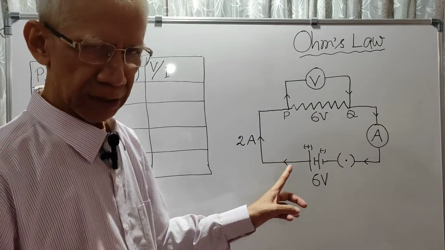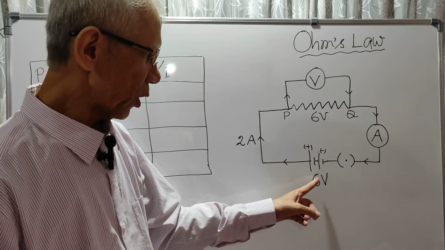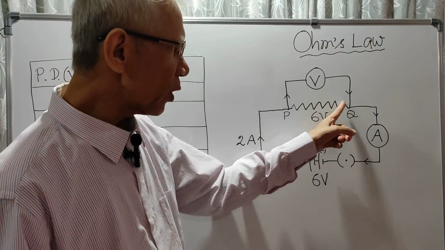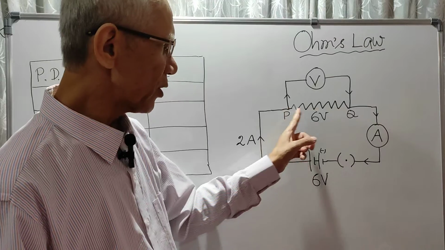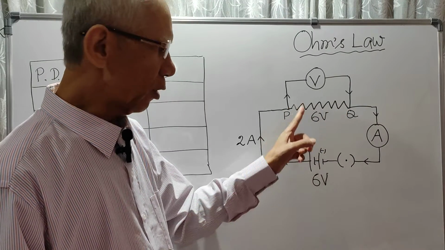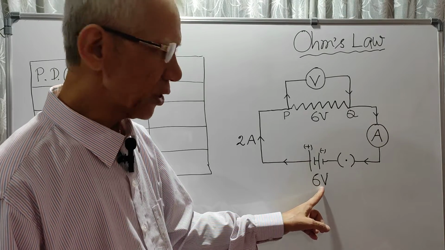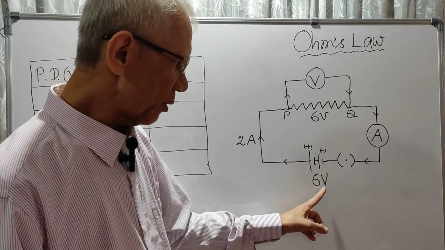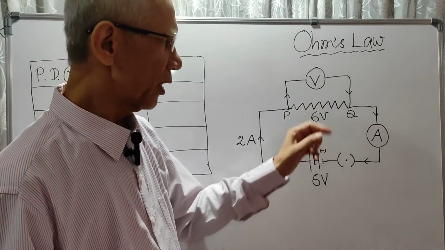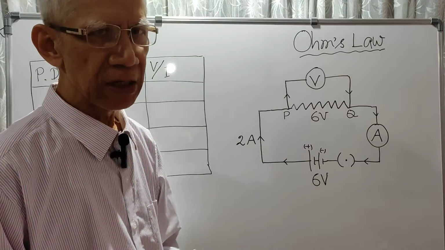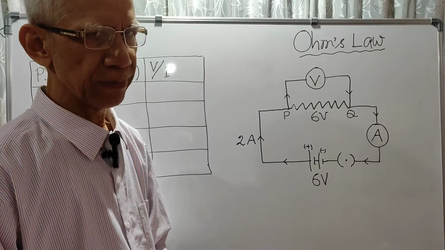Now suppose you have taken a battery of 6 volt. Since there is only one resistor in the circuit, the potential difference between the two terminals of the resistor will also be 6 volt. So 6 volt is the potential difference or voltage of the battery. Then the same 6 volt will be the potential difference between the two terminals of the resistor, because there is no other resistor in the circuit. And this 6 volt will be shown by the voltmeter.